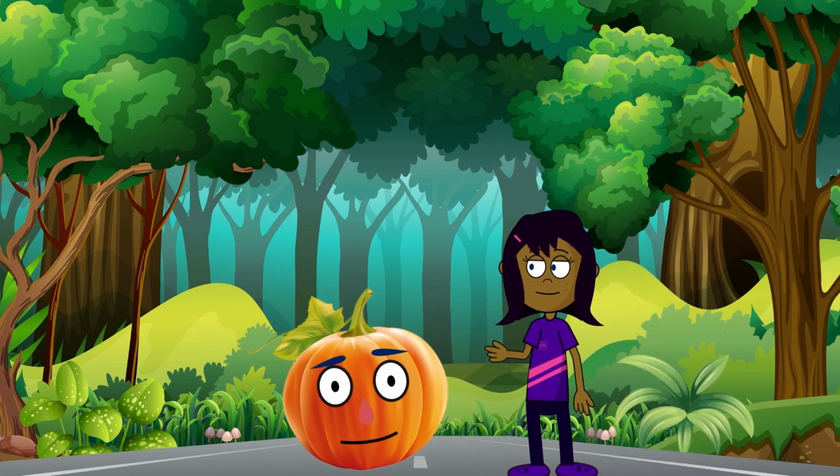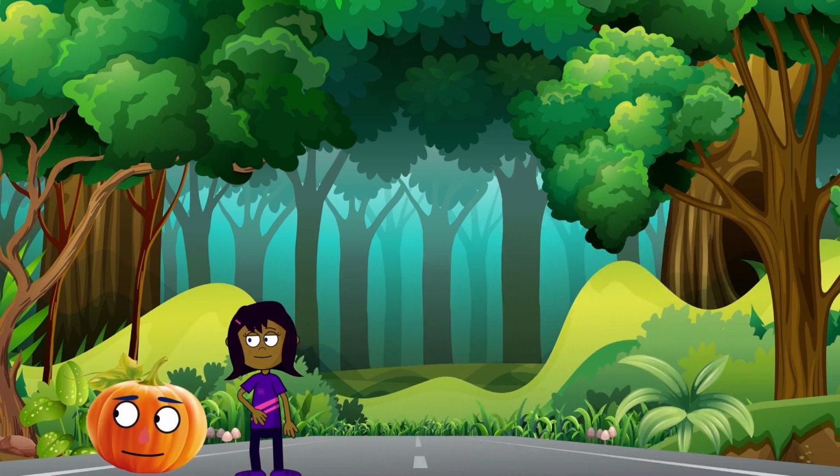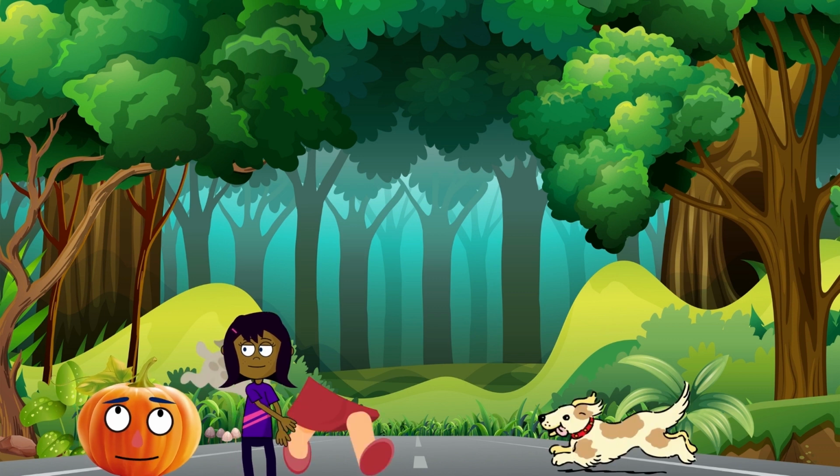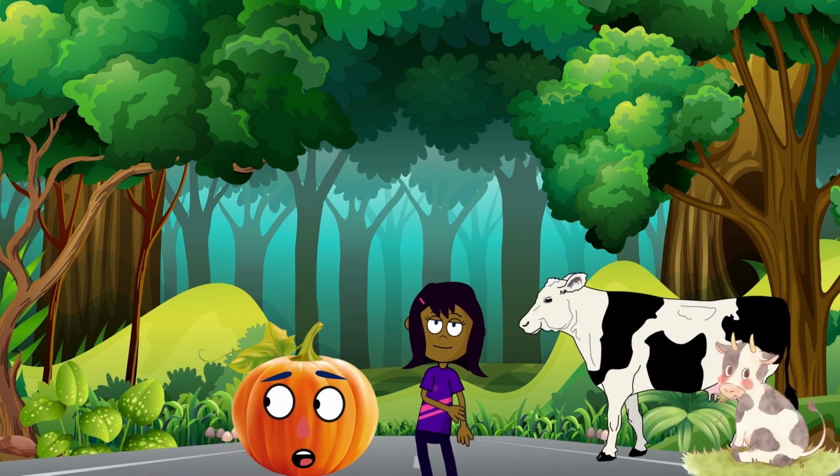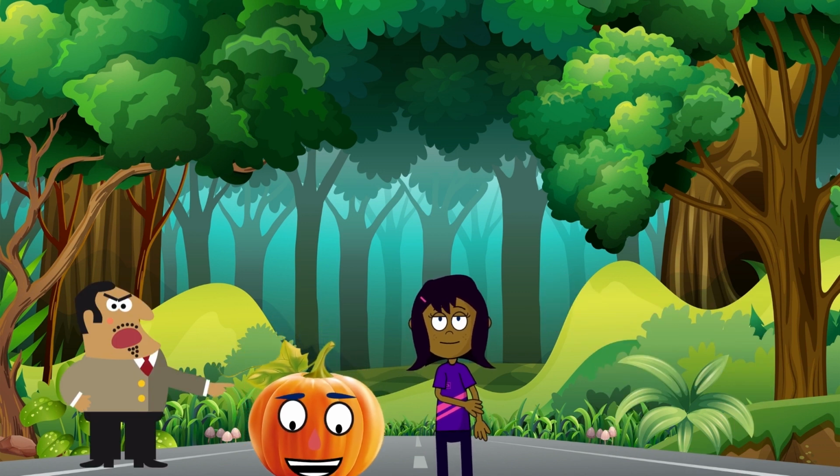Can you explain to me the difference between living and non-living things? Of course. When we see a dog running, a cow chewing cud, or a man shouting loudly on the street, we know that they are living beings.